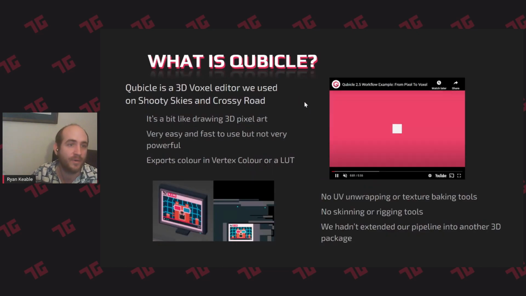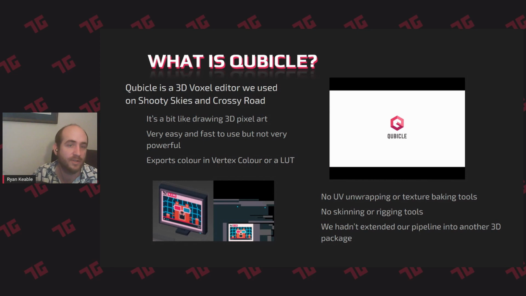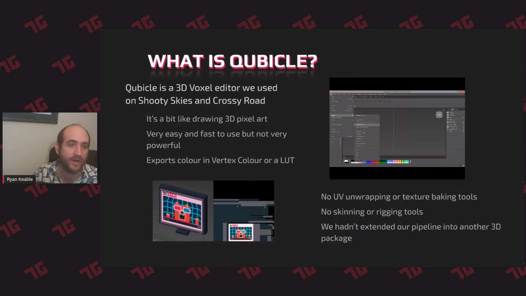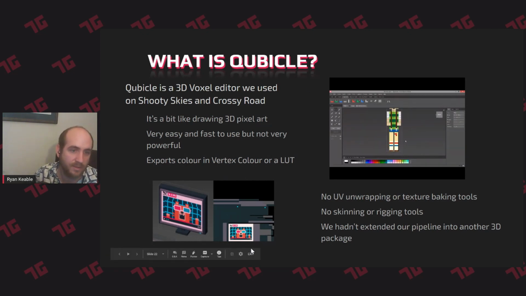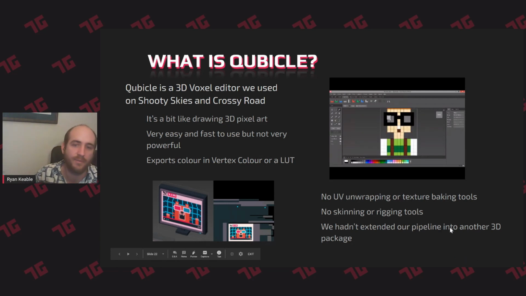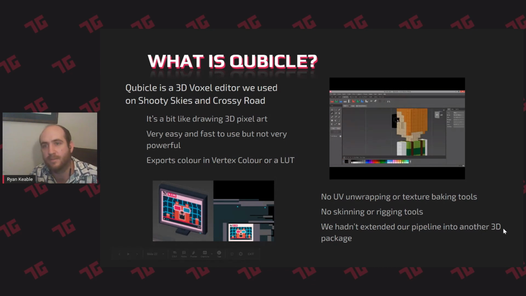So what is Qubicle? Not everybody knows. It's a 3D voxel editor that we used on Shooty Skies and worked on with Crossy Road as well. It's a bit like drawing 3D pixel art. It's very easy and fast to use, but it's not very powerful. As I said earlier, it exports in vertex color, or it exports a lookup texture like this image in the bottom left. So basically for each vert that gets created in our mesh, it assigns a color and the UV, and we'll look that up later. It doesn't have any UV unwrapping or texture baking tools, and it doesn't have any ability to skin or rig your meshes either. And we hadn't at any point extended our pipeline from Qubicle into other 3D packages before getting into Unity.